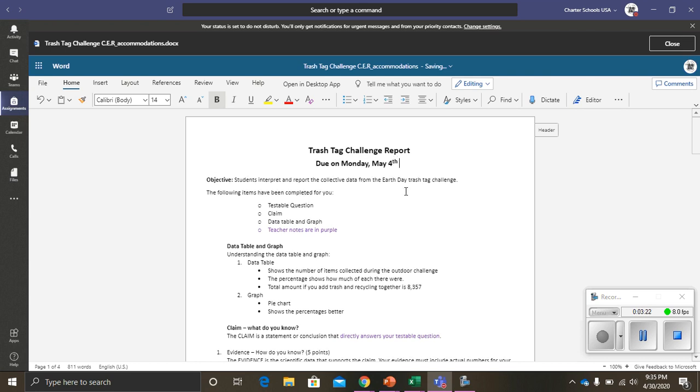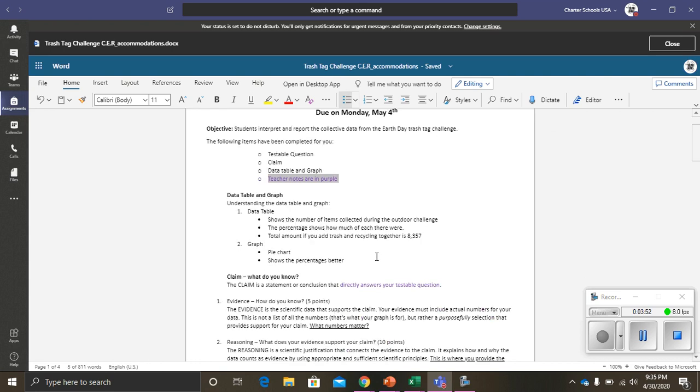Students interpret and report the collective data from the Earth Day Trash Tag Challenge. We're talking about everybody. So even if you didn't do the Trash Tag Challenge, you're not exempt from this because I consolidated and shortened the assignment for you. So these things have been done for you. You don't have to write a testable question. You don't have to write the claim. I did the data table and graph. You're not doing those things. I'm going to go over those with you so you can understand, and then I made teacher notes in purple for you.